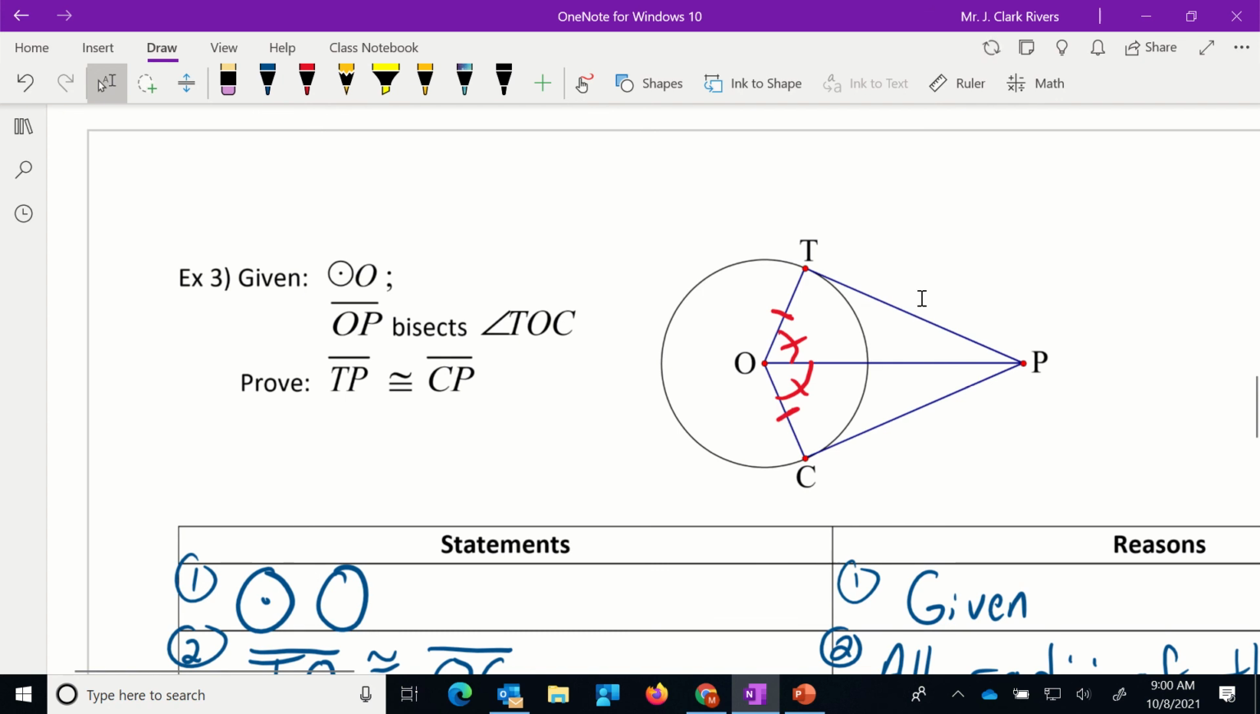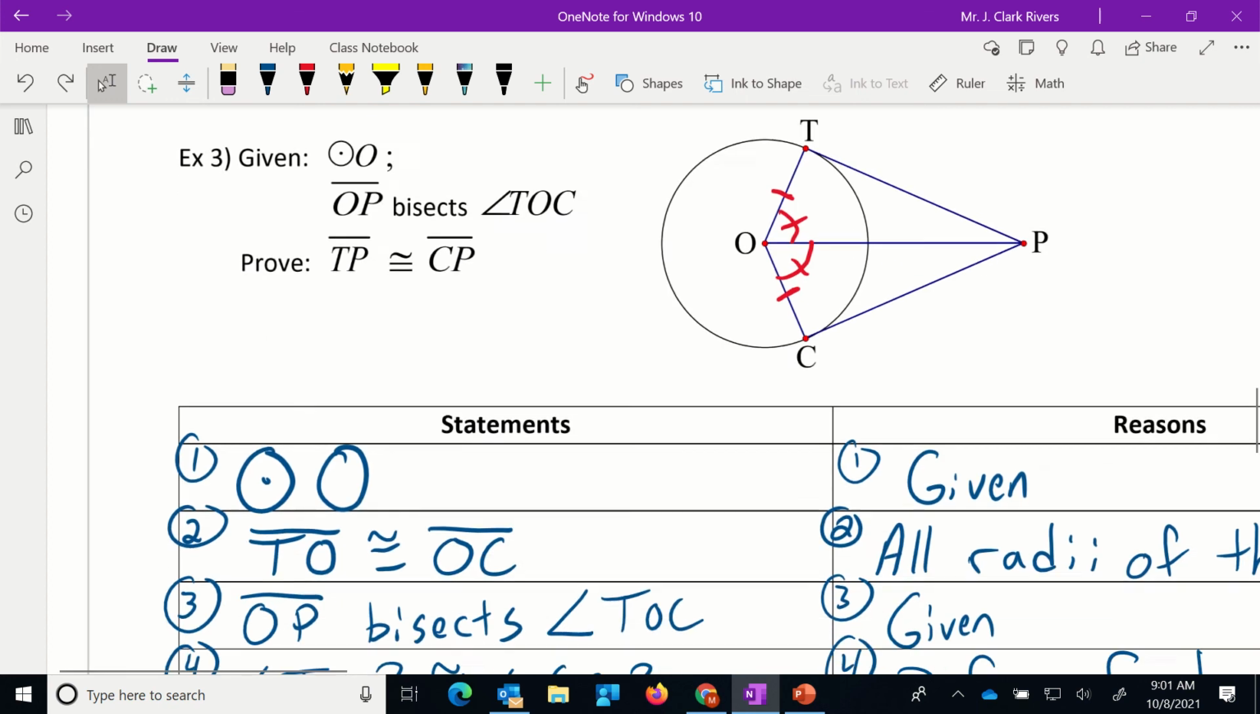I have no information on TP and no information on CP, but if OP is congruent to OP, this top triangle and this bottom triangle are congruent. How do you know they're congruent? Brent? Is it the CPCTC? Well, how do you know the two triangles are congruent? Oh, the side angle. Side angle side. And if the two triangles are congruent, then we know that TP must be congruent to CP because of CPCTC. Corresponding parts of congruent triangles are congruent.